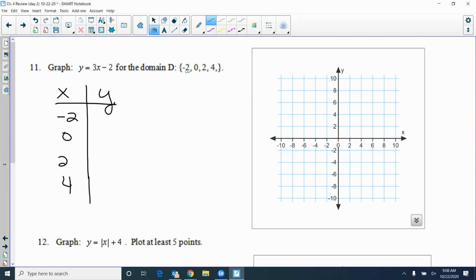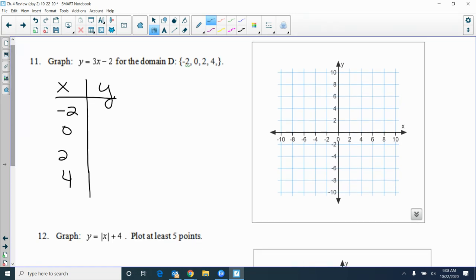So now plug in those numbers and see what you get. Plug in those values into 3x minus 2. When x is negative 2, 3 times negative 2 is negative 6, minus 2 should be negative 8. I get negative 2. I get 4. And it looks like I get 10. Fill in that chart.